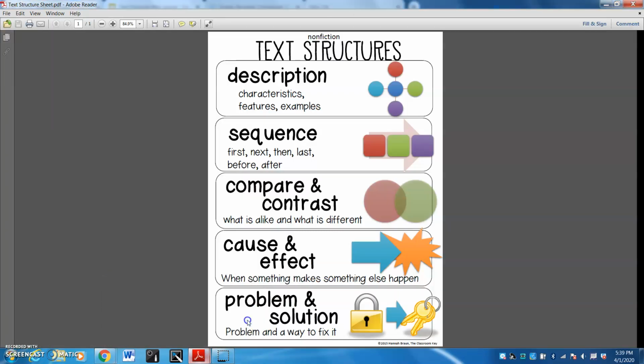So if we look over here, we have description, we have sequence, we have compare and contrast, we have cause and effect, and we have problem and solution. This chart will be up on the Reader's Workshop work tab for today to help you when you're independently reading and completing the activity for today.